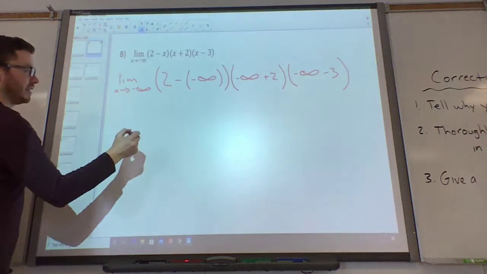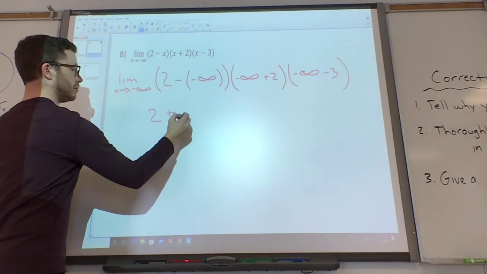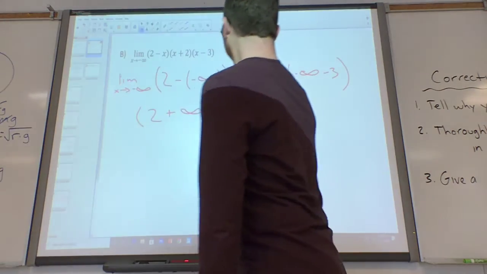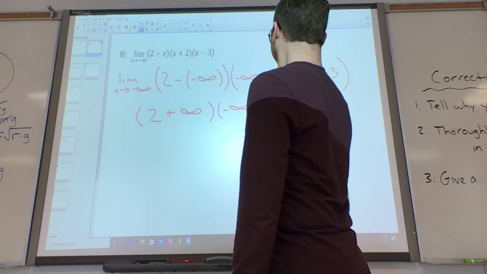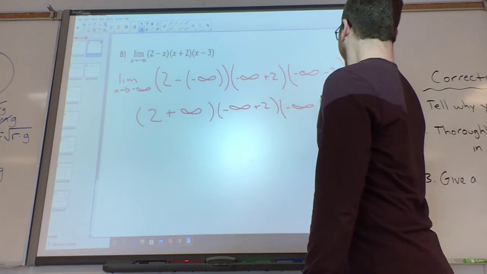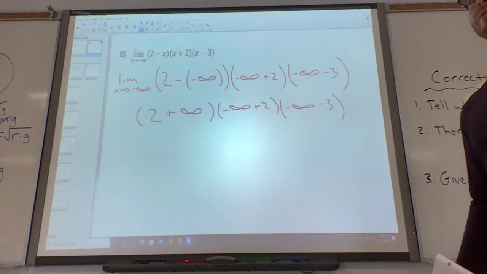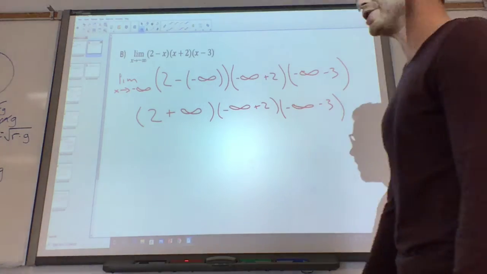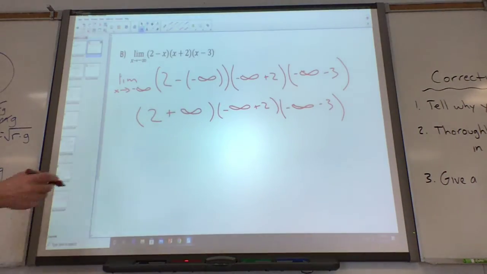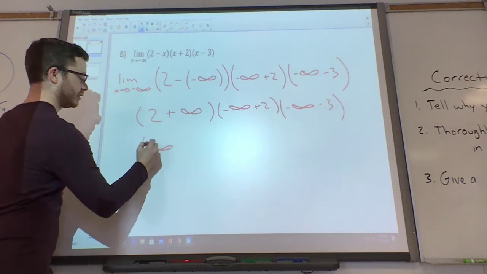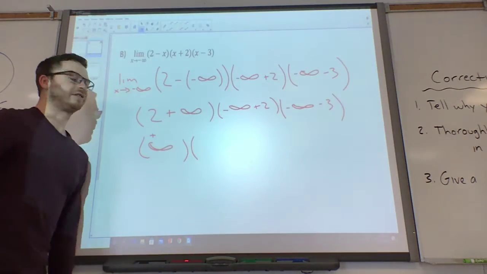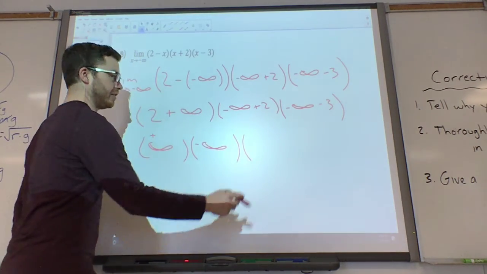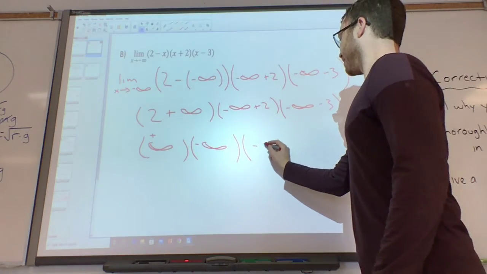So we distribute that. We'll get 2 plus infinity. The rest is going to stay the same, so negative infinity plus 2, negative infinity minus 3. Now same thing what we did last time, so 2 plus infinity will just be infinity, good. So positive infinity, and then negative infinity plus 2, negative infinity, and negative infinity minus 3, negative infinity.